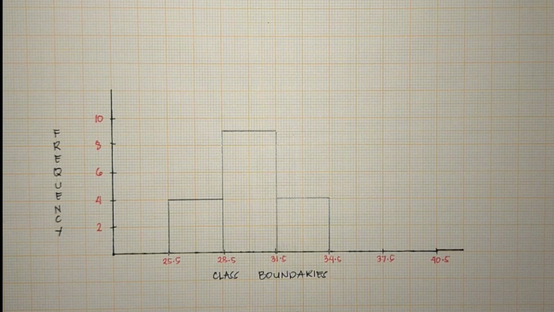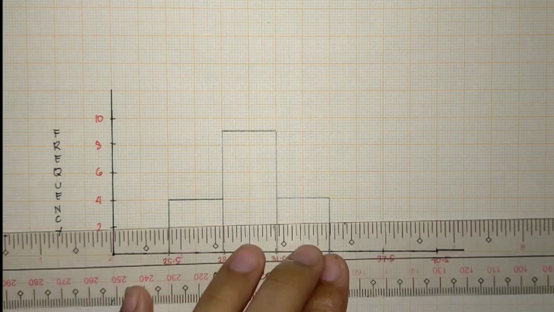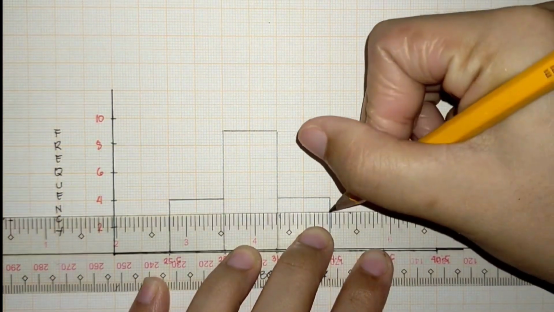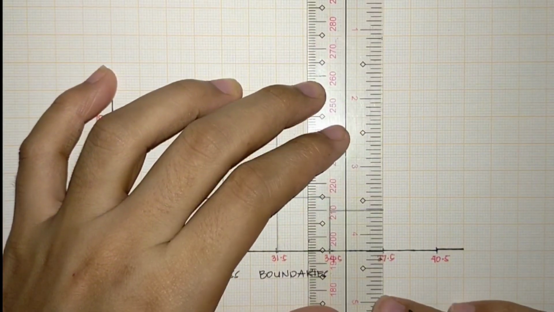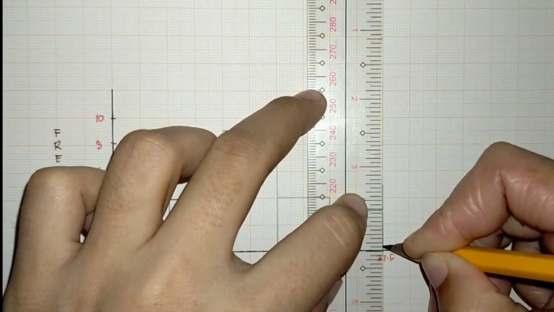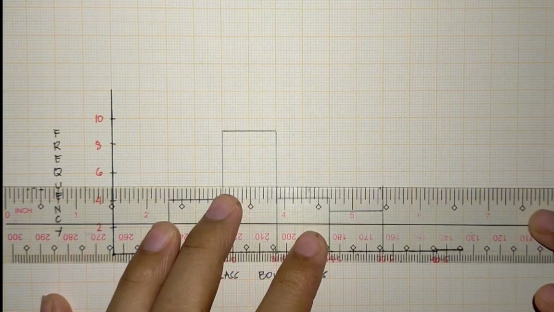So let's proceed to 34.5 to 37.5. And its frequency is 3, so it should be in the middle of 2 and 4. And in 37.5, its frequency is 5, so it should be in the middle of 4 and 6.